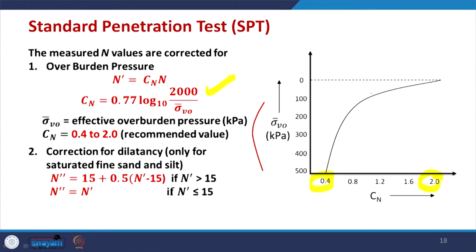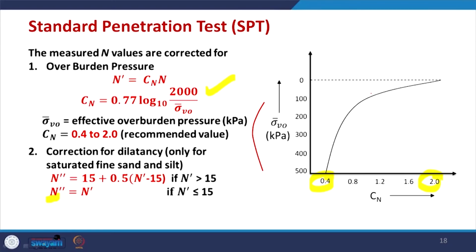Otherwise, when it is less than 15, N double prime is the same as N prime, but if it is more than 15, then it will be 15 plus 50% of the values greater than 15. So, for example, if you have 22, then 22 minus 15 is 7, that means 3.5, plus 15 gives 18.5. So, using these relations you can apply the corrections.